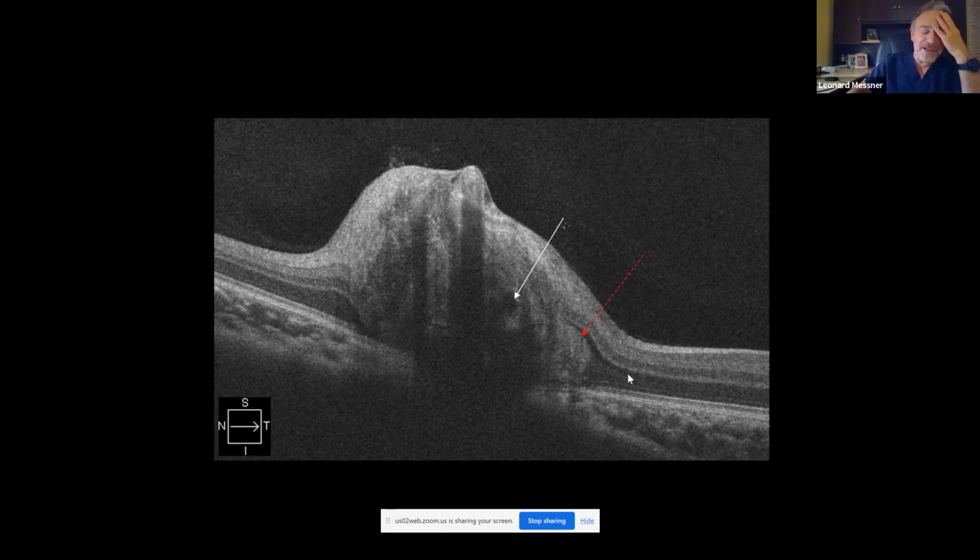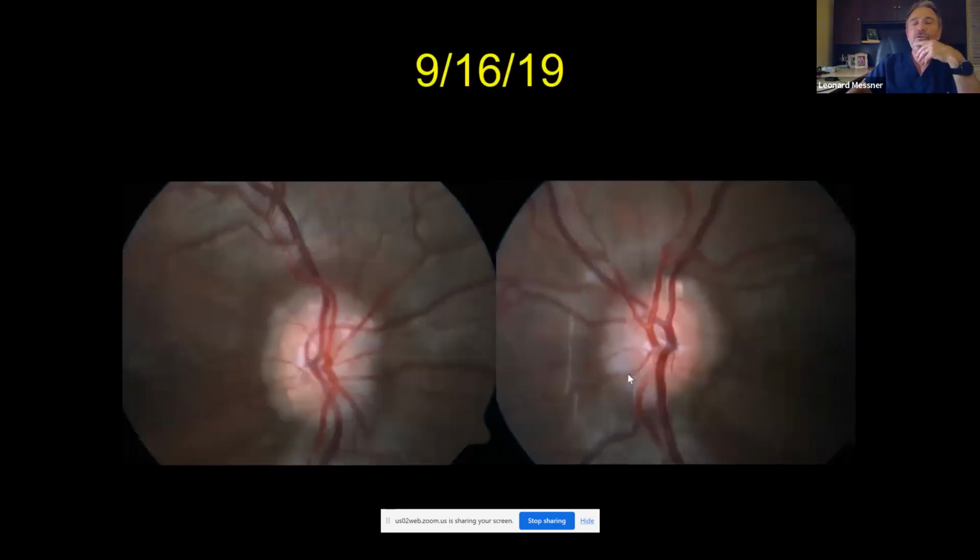I said, you know, I really don't think that your son has papilledema. Let's put him on a drug holiday and see what happens. So over the years, his discs really, nothing has changed very much. Here he is in 2019.